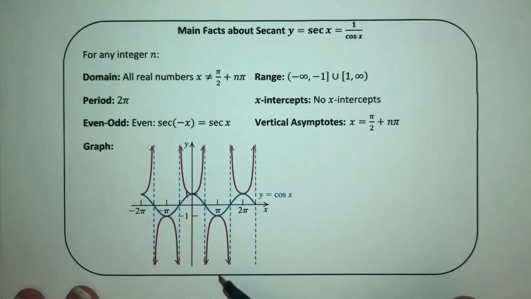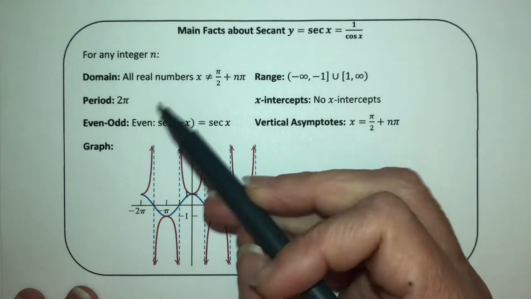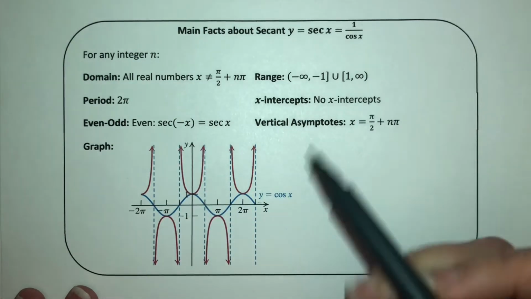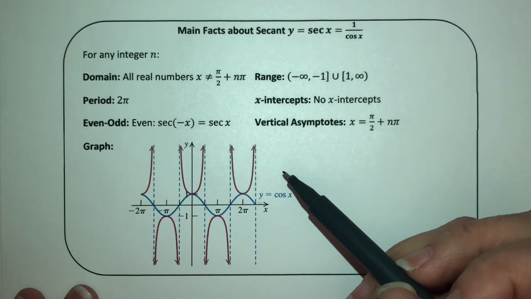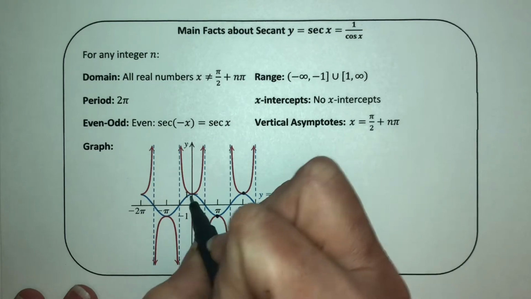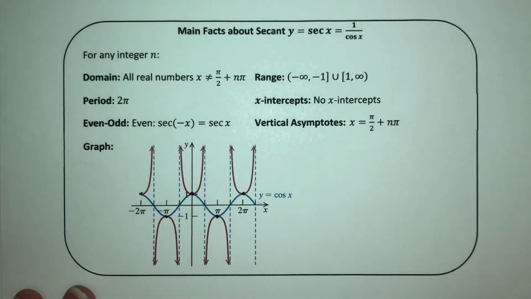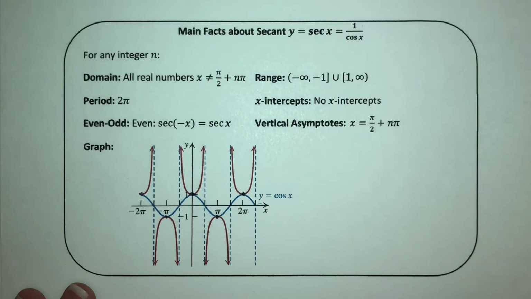Okay. And then everywhere that cosine was 0, we put in a vertical asymptote because that's where secant is not going to exist. And then we touch at those special points that we know are shared, and then go off in the other direction controlled by the vertical asymptotes.